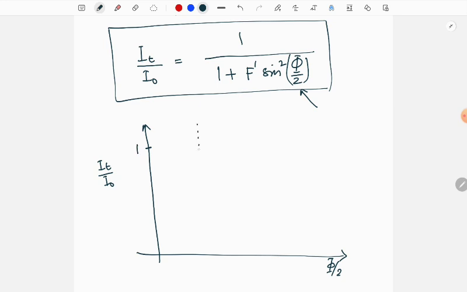And then for Phi by 2 equal to n pi, so pi, 2 pi and so on, it will always pick up a maximum which is 1, and in between, where Phi by 2 is an odd multiple of pi by 2, the value of IT drops, so it should be something like this.